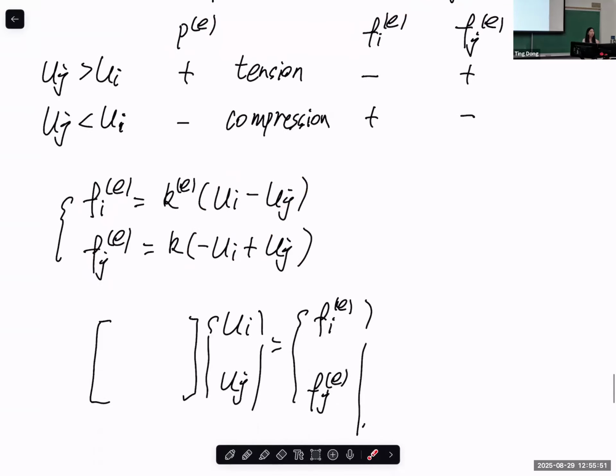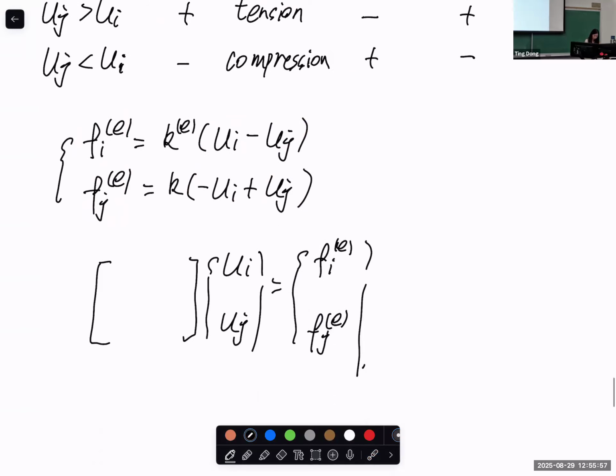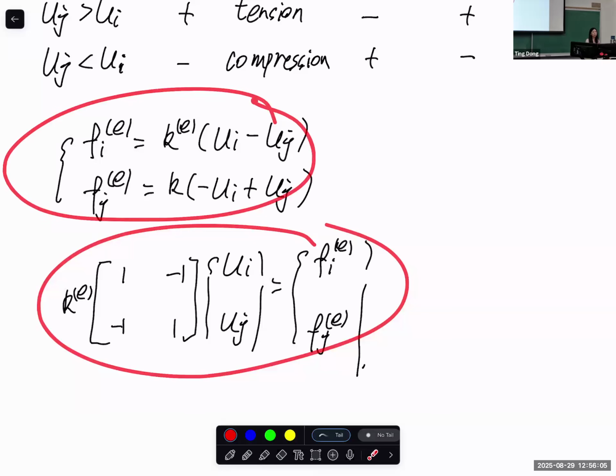And of course, in FEA, we always put everything into the matrix equation form. I wrote it on the board last time, let's do it again. Basically, we have the common coefficient K, with the matrix 1, negative 1, negative 1, 1. This one and these two equations are the same thing. It's just that we wrote two equations first, and now we wrote it in matrix form.